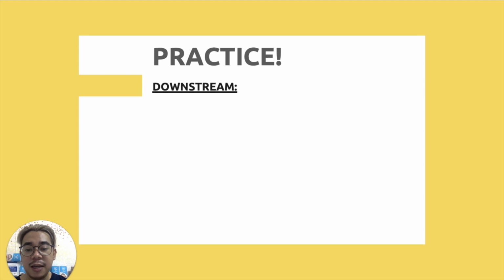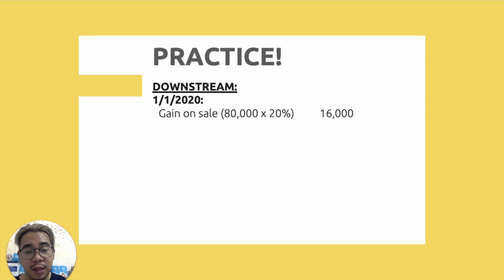So pag downstream, what will happen is on January 1, 2020, mag-recognize tayo ng gain on sale. Pero yung 80,000 na gain on sale, itatanggalin natin yung unrealized, which is only to the extent of our percentage. So, debit gain on sale, that is 80,000 times 20%, that's 16,000. At credit investment in associate, 16,000. Take note, dinebit natin yung gain on sale kasi we eliminate the unrealized gain or unrealized profit. Kasi nga, binenta mo sa associate mo.